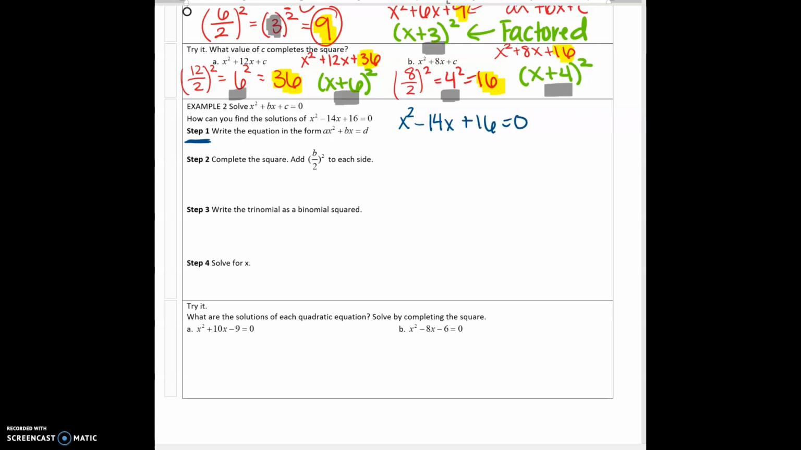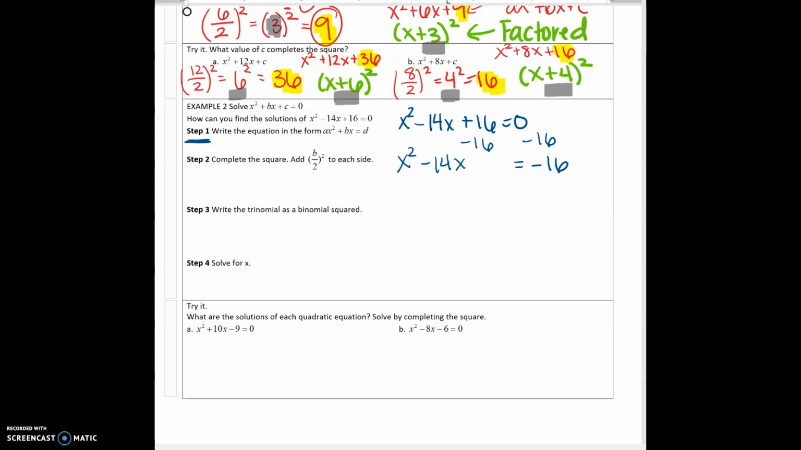So right now it's set up equal to 0. We need just the x squared and the minus 14x on this side, so we need to get rid of the 16 by subtracting 16 on both sides. So we now have x squared minus 14x, and I'm going to leave a blank space here, and I'll tell you why in a minute, equals 0 minus 16, which is negative 16.